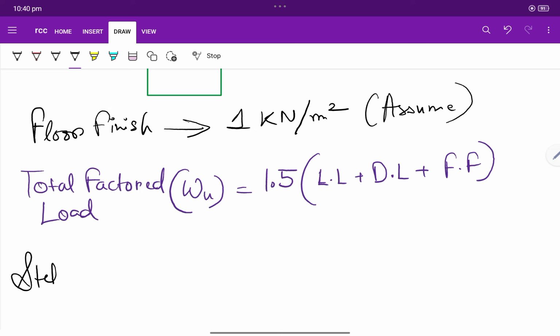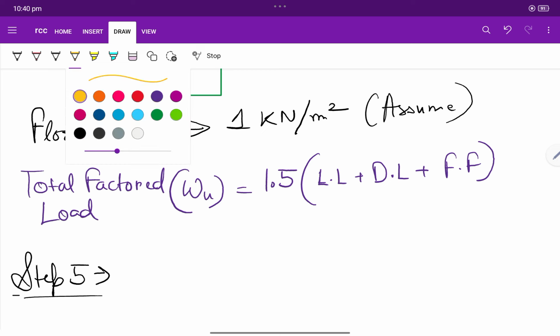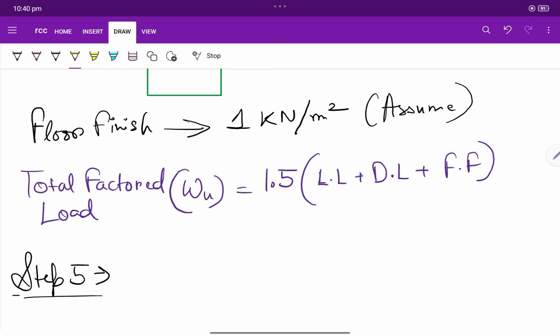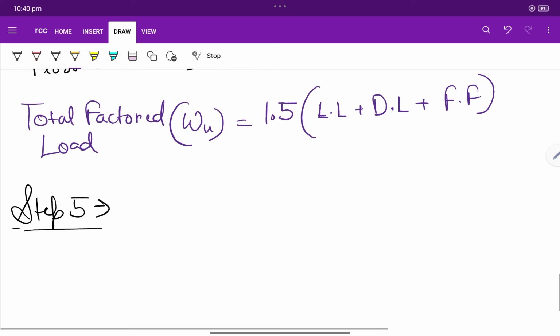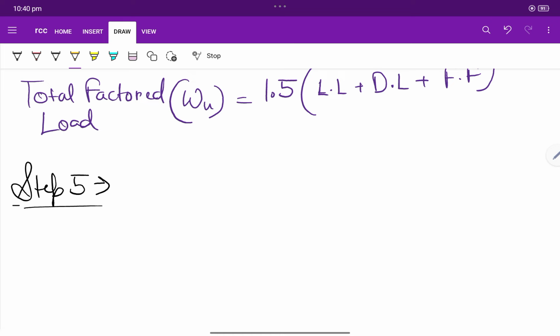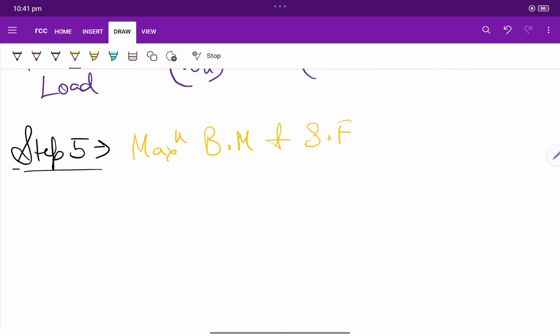Step 5. Mainly in step 5, we will calculate the maximum bending moment and shear force. Let's see what these are.